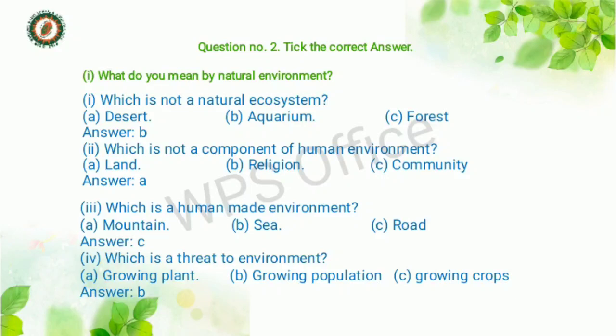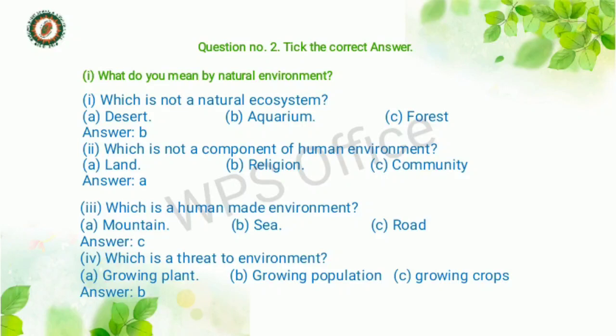Now look at question number 4. Which is a threat to environment? And the options are A, growing plant; B, growing population; C, growing crops. And the answer is B, growing population. Growing population is a threat to environment.